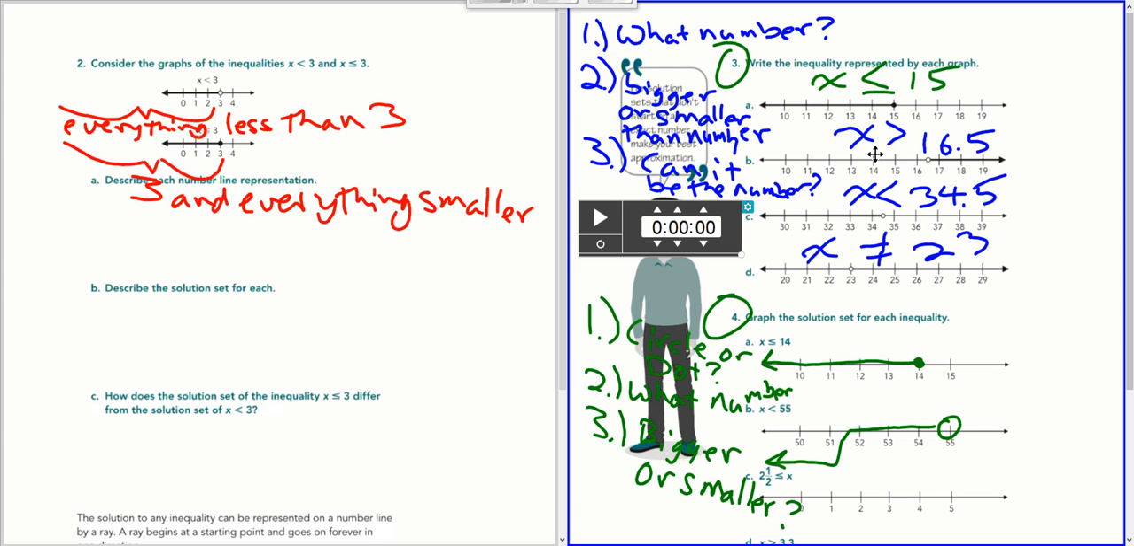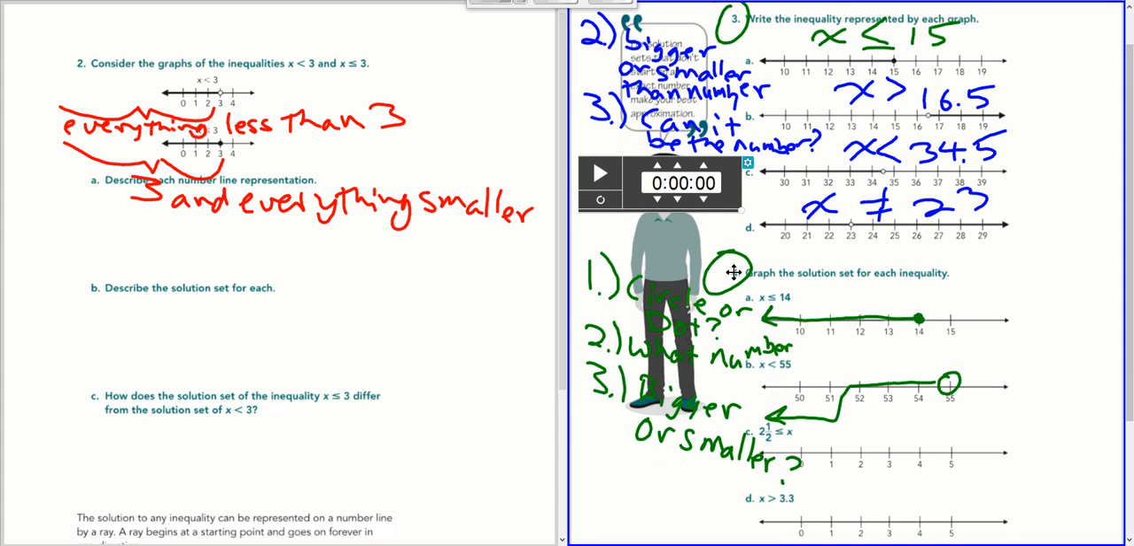Then this one, the circle is on 16.5. And then is it graphing numbers bigger or smaller than 16.5? Well, it's graphing numbers bigger. 18 and 19 are bigger than 16.5. So x needs to be bigger. But notice it's a circle, so it cannot be that number. So I'm not going to put the or equal to sign. This one's a little bit tricky, but basically what it's saying is it can be anything but 23. So we use the sign that says x is not equal to 23.